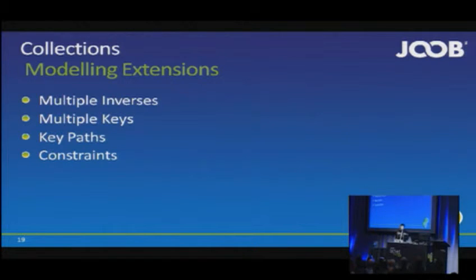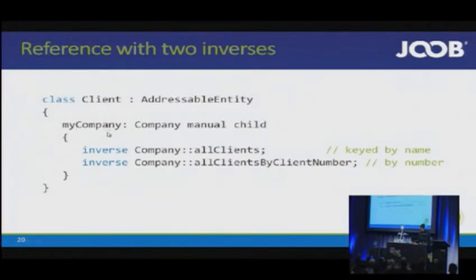Now, getting into certain areas that are specific for JOOB. And we're going to get into the modeling extensions. And I won't mention all of them, but the one I want to mention at this point is one called key path, in a couple of slides. Okay. Let's start with two inverses.